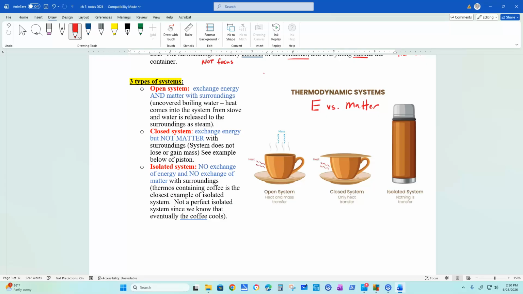Okay, so for an example, an open system. In an open system, you can have energy, as you see right here, the heat, okay? That's your energy that can come in or out. And the matter. The matter right here, okay, over time, doesn't water evaporate, okay? And that evaporation, that liquid, that mass changes into something else. So like if you have uncovered boiled water, the heat comes into the system from the stove, and the water is released to the surroundings.